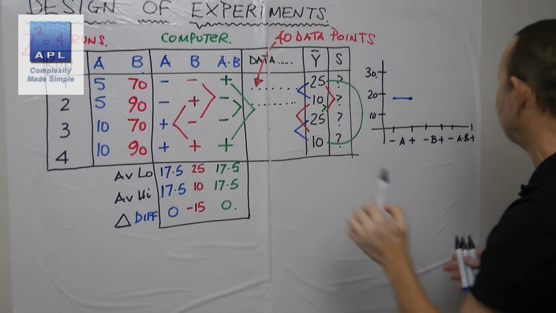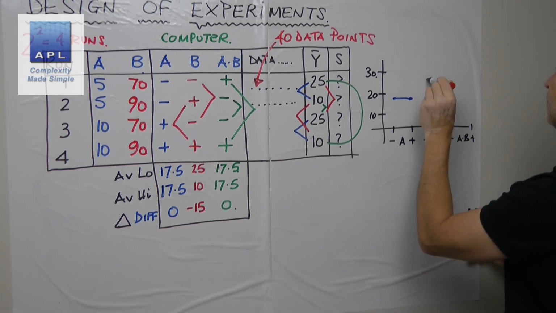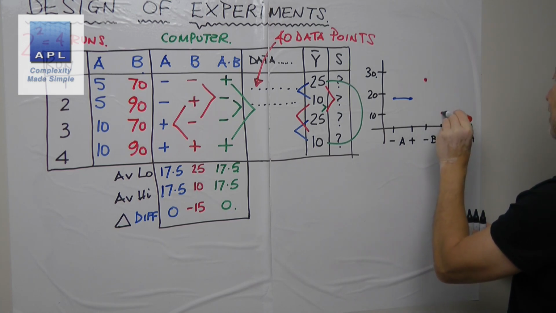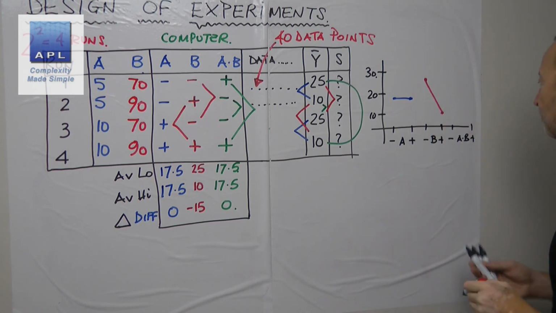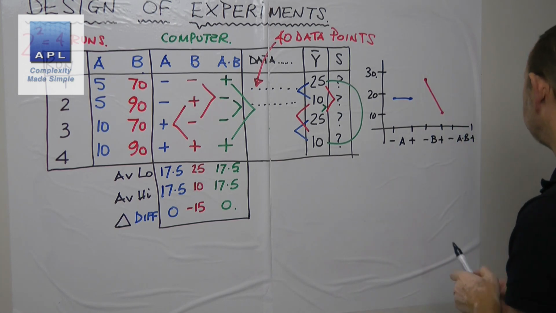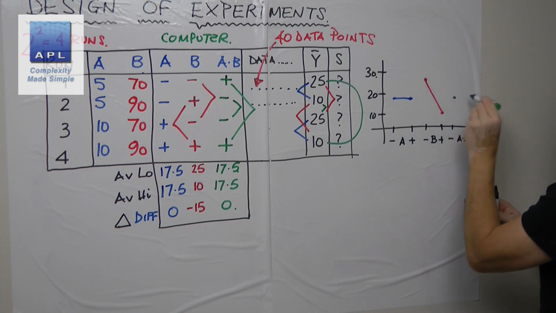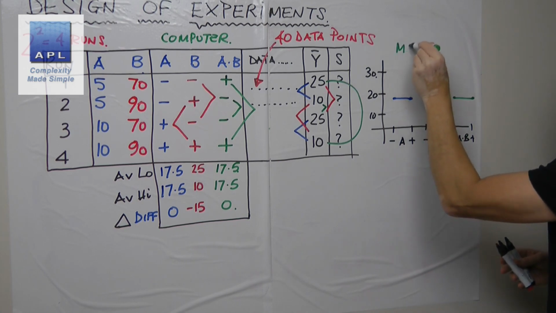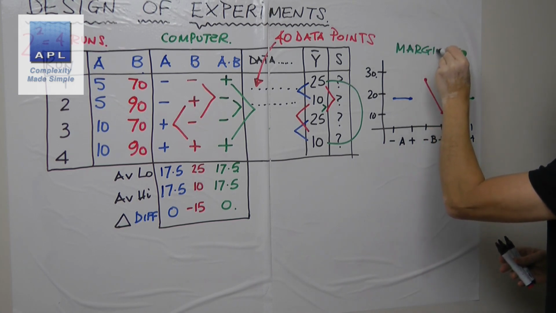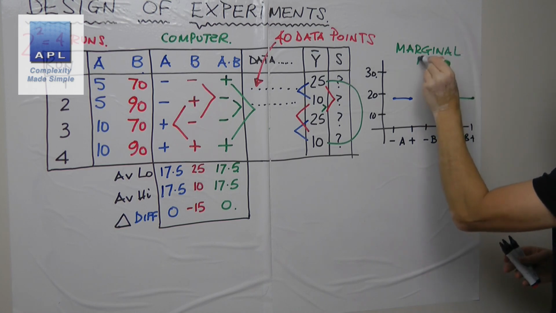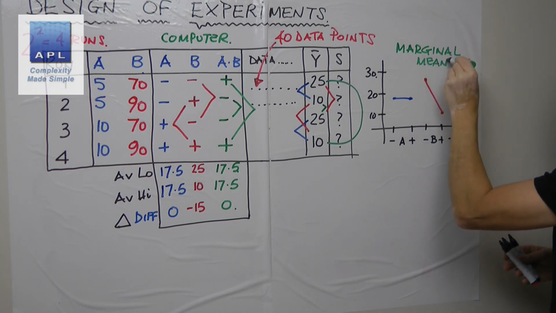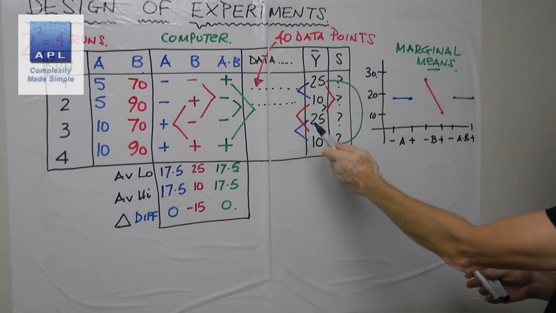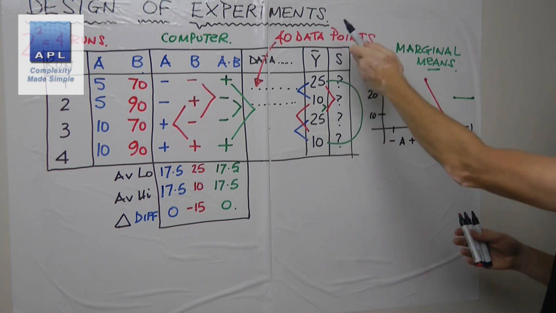Then what we've got is 25 to 10. So B at the low gave us a result of 25. B at the high gave us a result of 10. Plot the points, join the points together. And finally, the AB interaction, 17.5 plus 17.5. Join the dots. This is known as a marginal means plot. Now, everything I did with this column, I could have also done with this column.